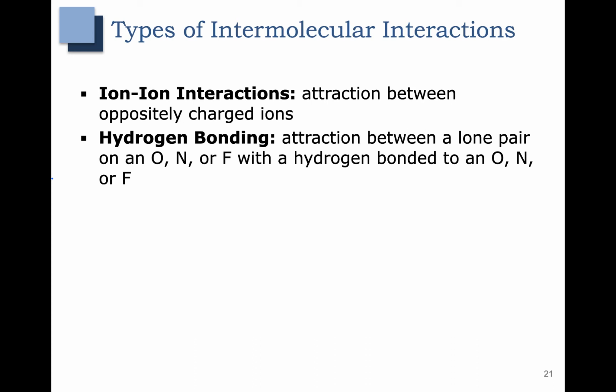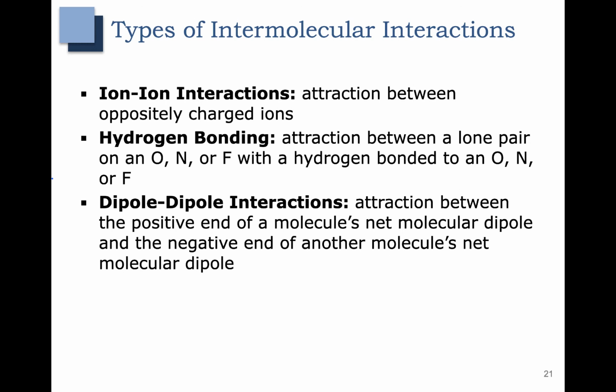Next on the list is hydrogen bonding. Hydrogen bonding is typically the next strongest after ion-ion interactions. Hydrogen bonding is an attraction between a lone pair and a hydrogen. And very specifically, that lone pair must be on an O, N, or F, and the hydrogen must be on an O, N, or F. We'll look at several examples of hydrogen bonding on the next few slides.